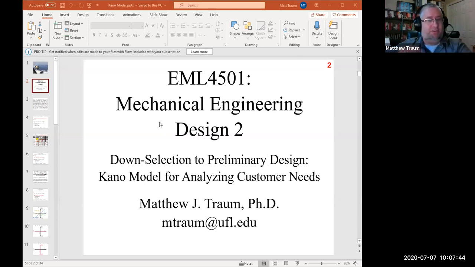So for the benefit of those who are watching the recorded version, this is Mech Design 2. We are entering into a new module, having gotten through the creative module. We're now into the down selection to preliminary design module, whose principal goal deliverable is the preliminary design report, the PDR. And so as we transition out of the creative portion of the class and into the more quantitative, down selection matrix driven portion of the class, it's very natural to talk about that transition in this way of thinking, which is called the Kano model. So the talk today is going to be Kano model for analyzing customer needs.